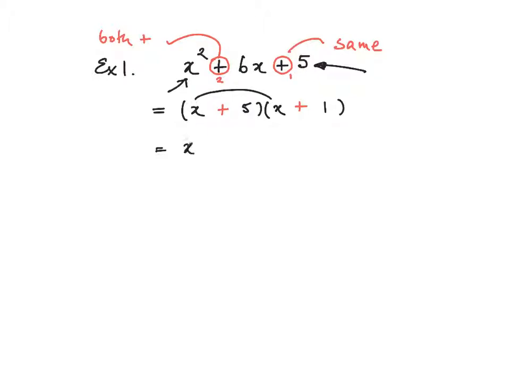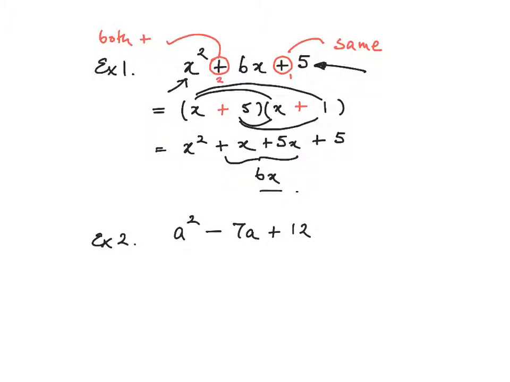x times x is x squared. x times 1 is 1x, or x, plus 5x. 5 times 1 is 5. There's our middle term, the 6x.